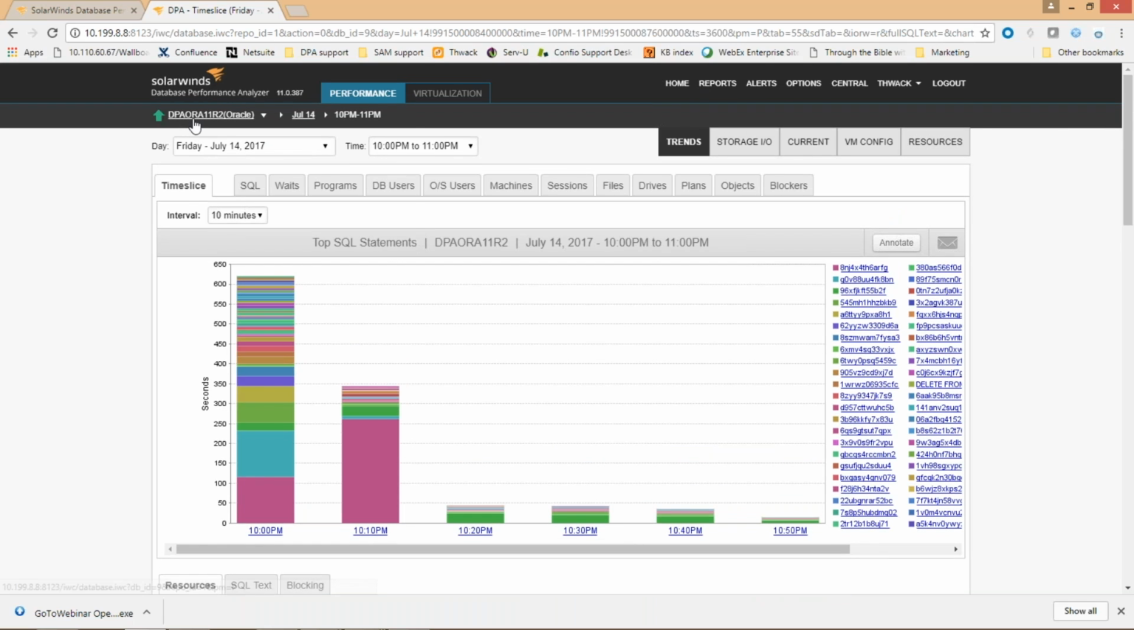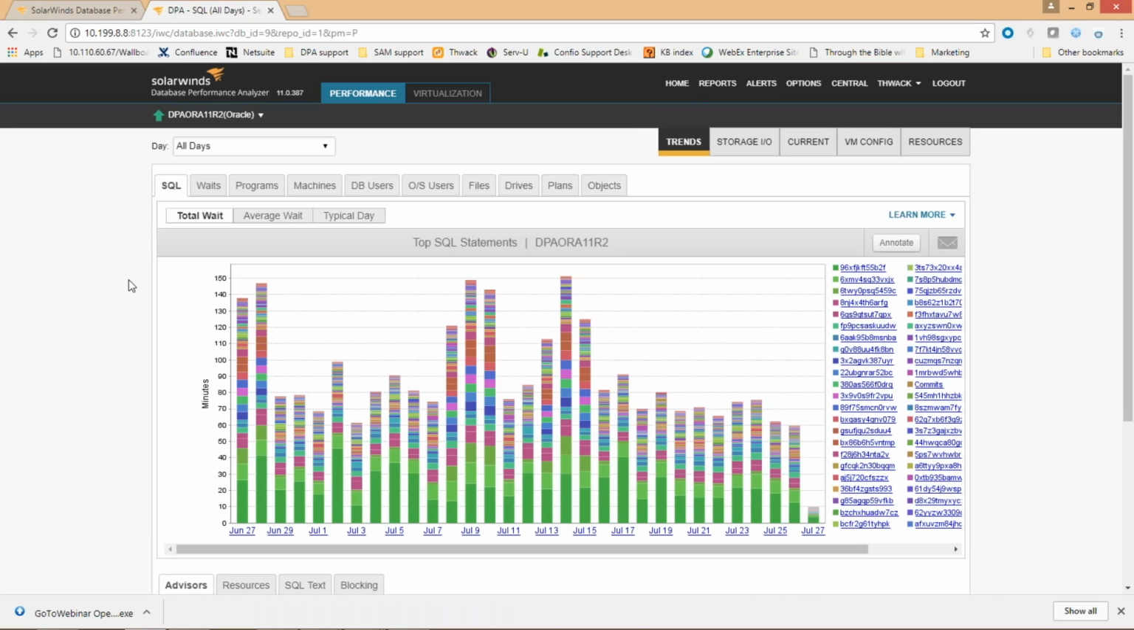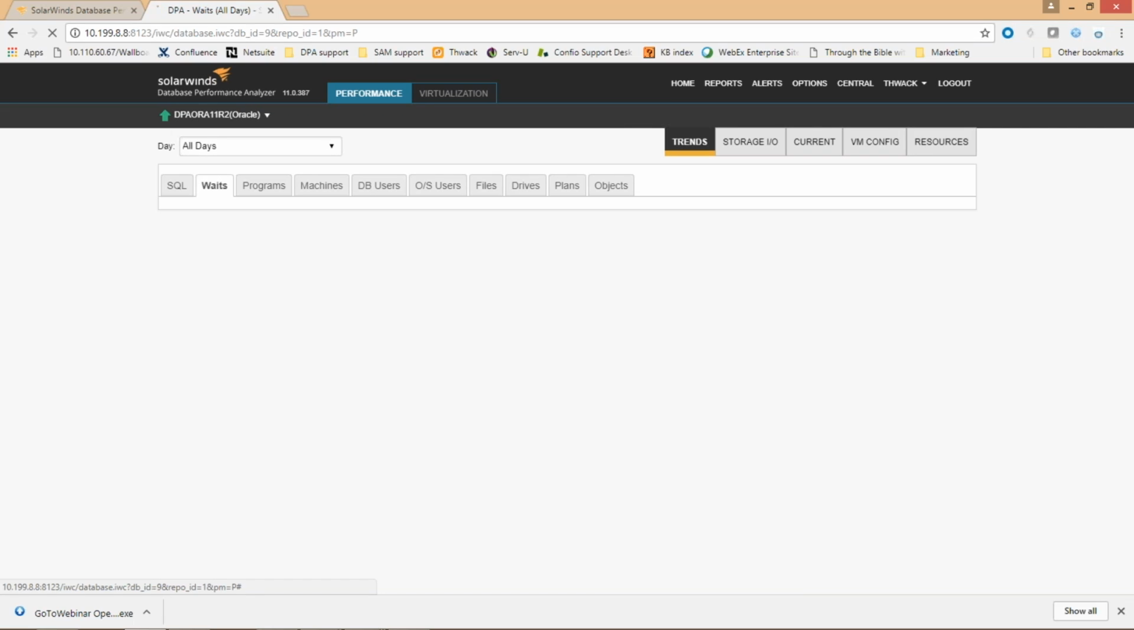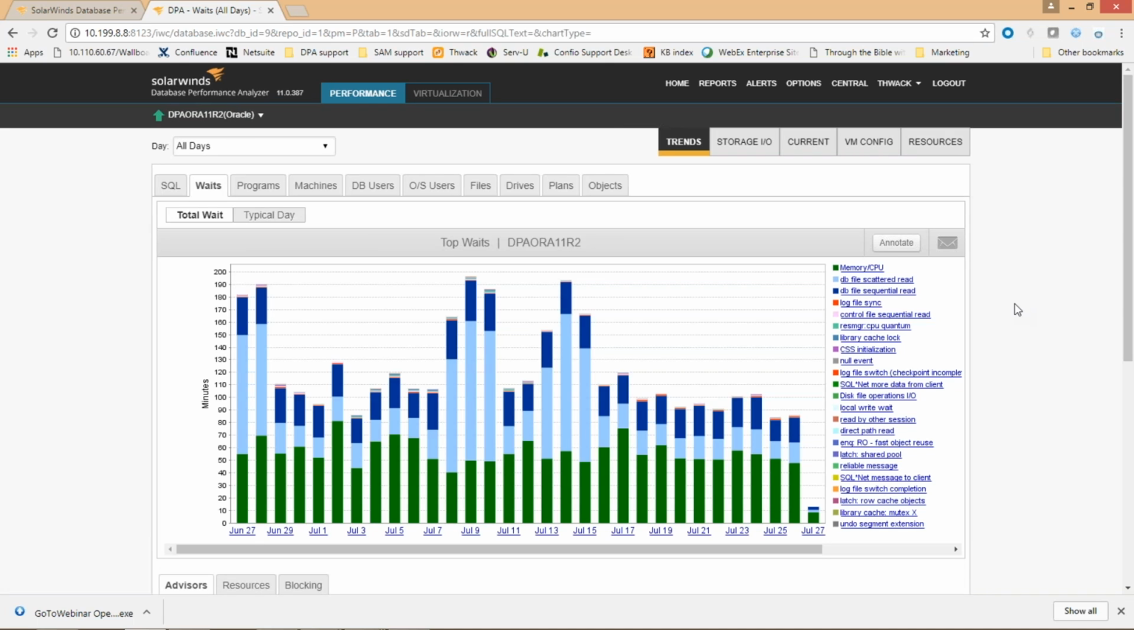So another way to use DPA: that was a specific time frame, like somebody complained about, hey, I was having poor performance during this hour on this day, so we can go back and take a look at that. Another use case might be a general approach to reducing waits or improving performance within your environment. To do that, I usually start with the waits tab because I want to better understand what the primary activities are that my database engine is doing on a day-to-day basis.